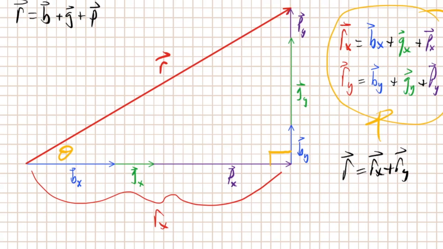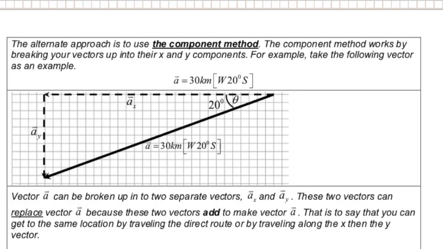Spoiler alert, you actually already know how to do this. You just don't realize that you know how to do it yet. So here we go with the component method. Let's say our first vector, we have a vector A, and let's say vector A is 30 kilometers, and its direction is west, 20 degrees south.